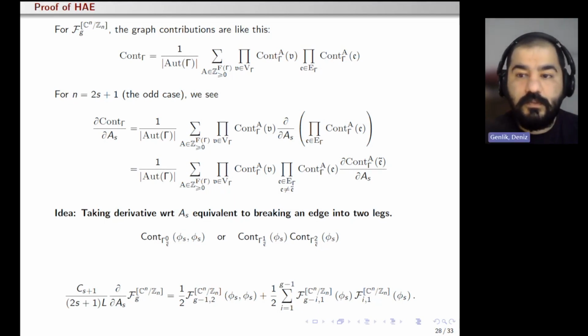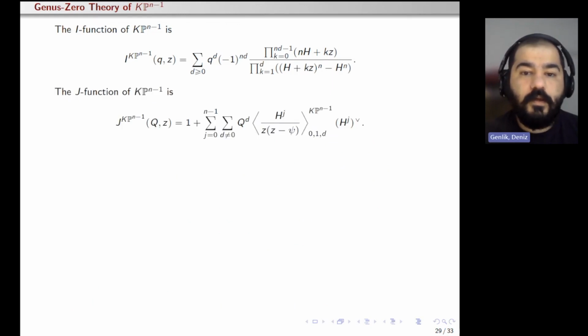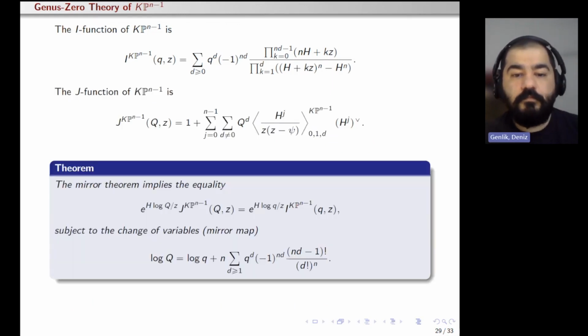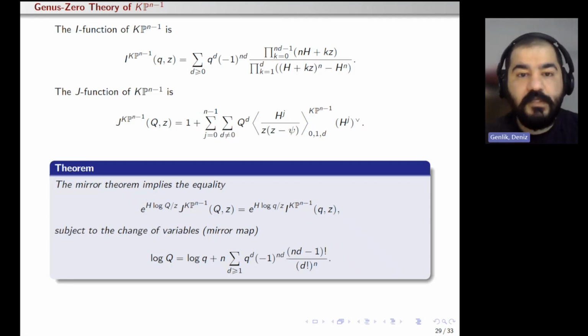Let me pass to the crepant resolution part. So this I-function of K_{P^{n-1}} has been known for a long time. And we also have a mirror theorem here, and again the Birkhoff factorization. In the second paper, we want to show that these two theories are equivalent. Then we need to show that everything that applies to the other one also applies here. So we go over a similar process.